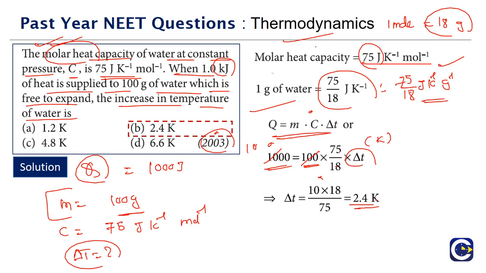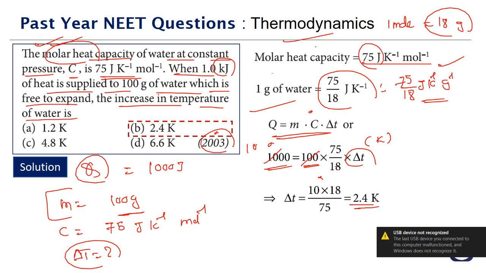And remember the temperature change on the Kelvin scale. If the temperature change on the Kelvin scale is 2.4 Kelvin, then the temperature change on the Celsius scale will also be the same, 2.4 degrees Celsius. Why? Because the scale length of the Celsius scale and the Kelvin scale are the same.